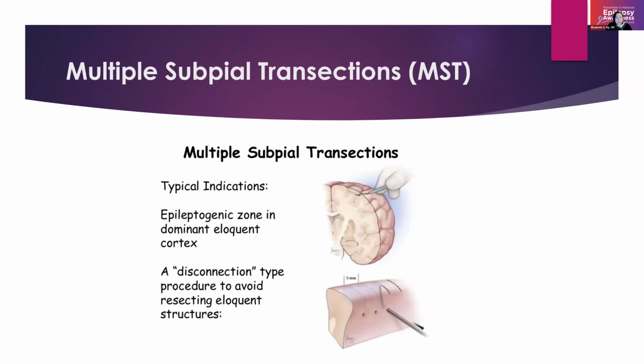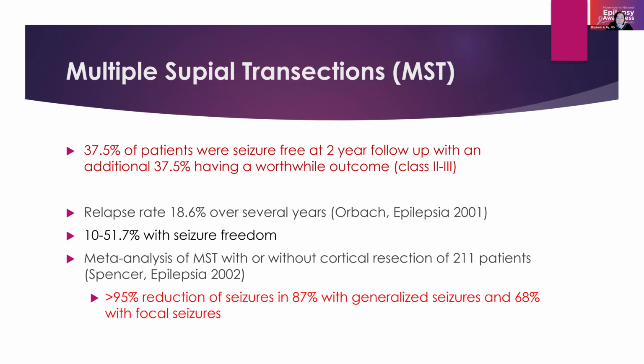So multiple subpial transection, or MST, is typically indicated if the epileptogenic zone is in the dominant eloquent cortex. So this is a disconnection type of procedure to avoid resecting the eloquent structure, which, again, is a language zone. So about 38% of patients were seizure-free at the 2-year follow-up. And there was a 95% reduction of seizures in 87% of patients that had generalized seizures and 68% that had focal seizures.